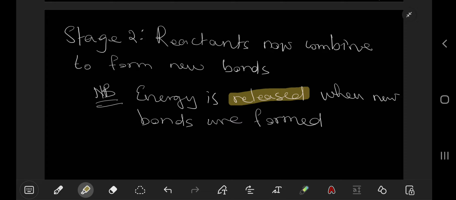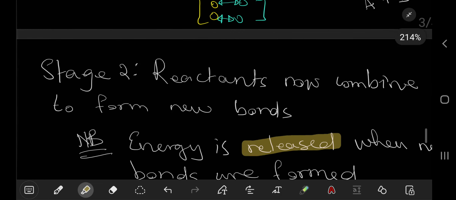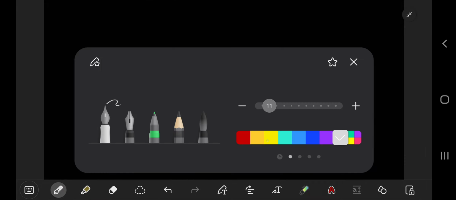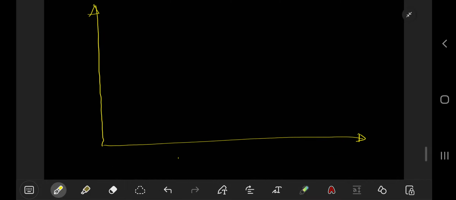So now let us illustrate these two stages in the form of a diagram, so that it can be simple to understand. This illustration in a diagram will actually give us two types of reactions. We illustrate these stages using a potential energy versus reaction path graph. So this is the reaction path, and that is the potential energy.